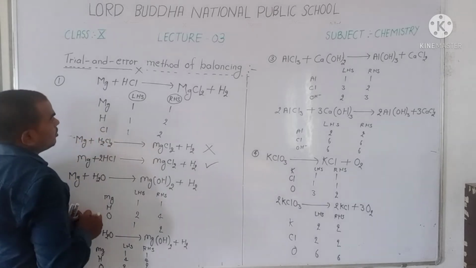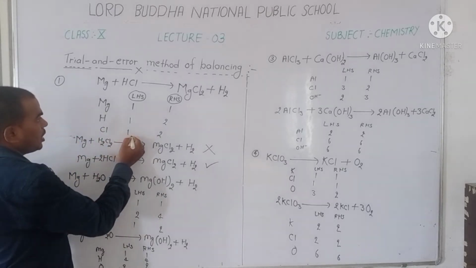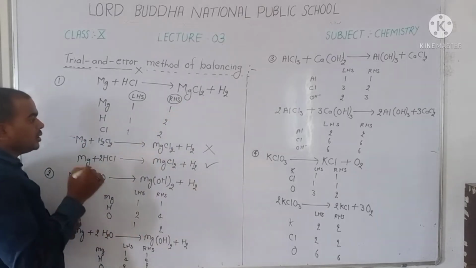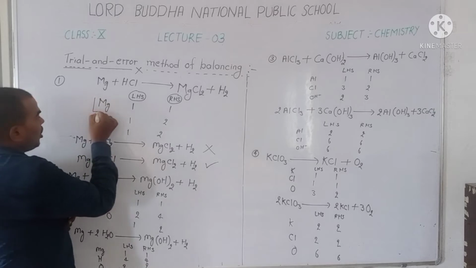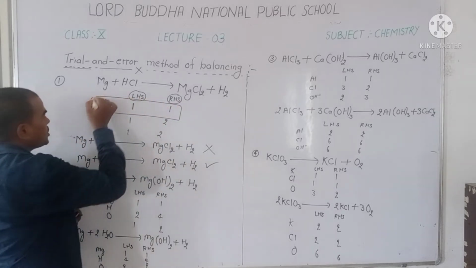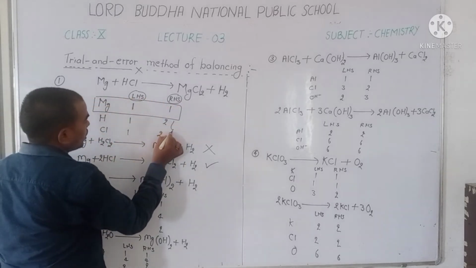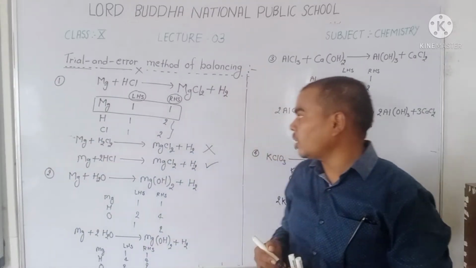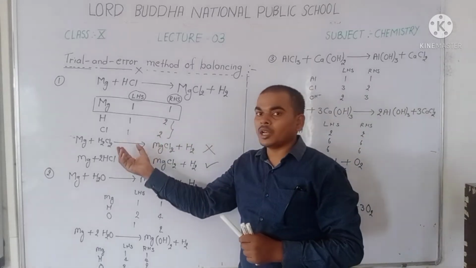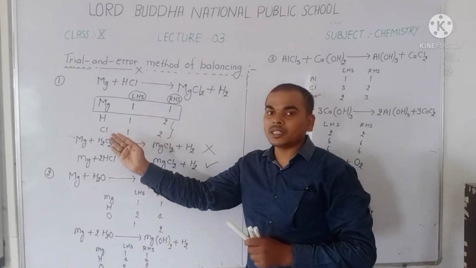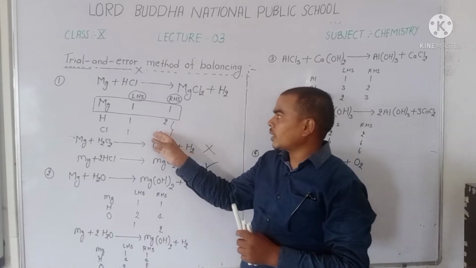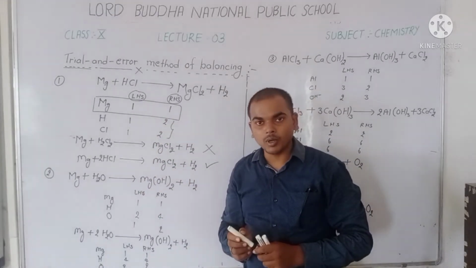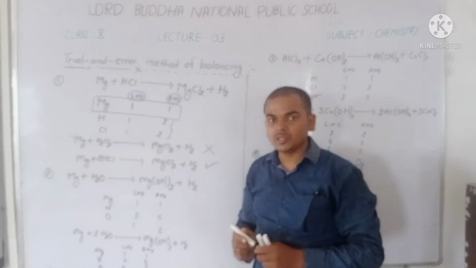The number of chlorine atoms on the left-hand side is 1 and on the right-hand side is 2. In this equation, magnesium is already balanced, but hydrogen and chlorine are unbalanced because the number of atoms of hydrogen and chlorine on the left-hand side and right-hand side are not equal. That means this equation is an unbalanced equation.